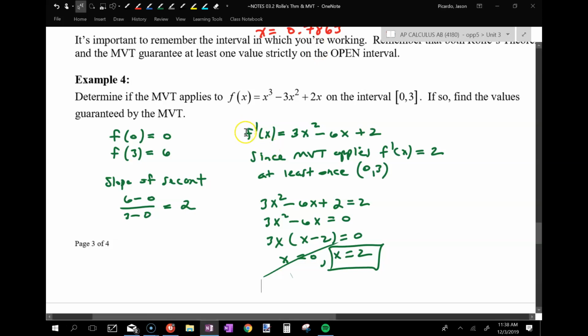So when I do this problem and I get a solution of 0 and 2, I have to reject the answer of 0.